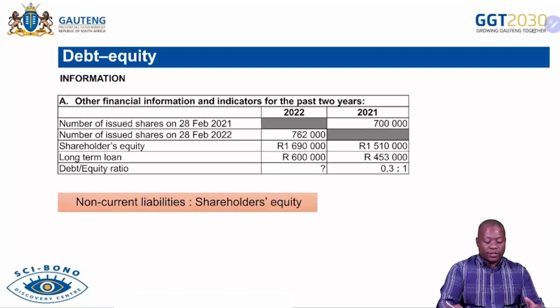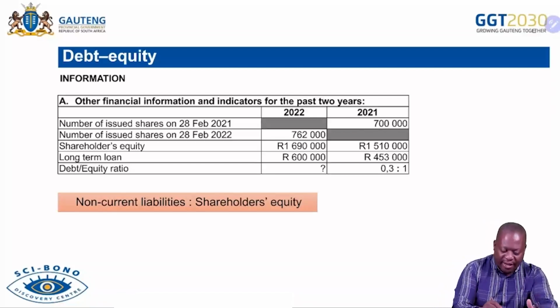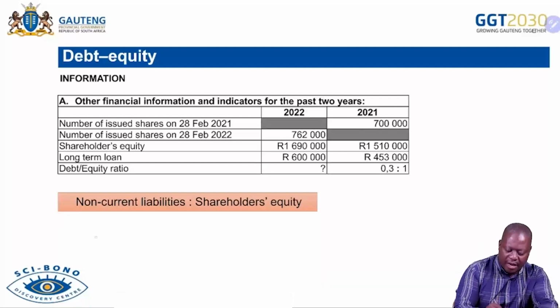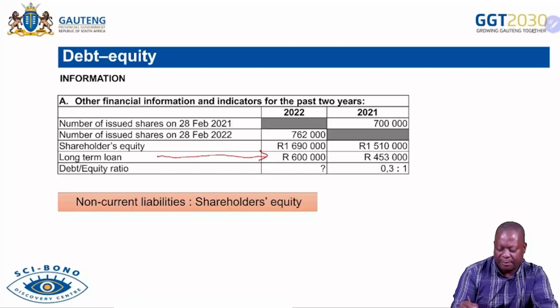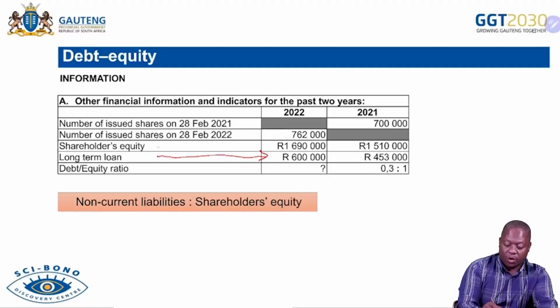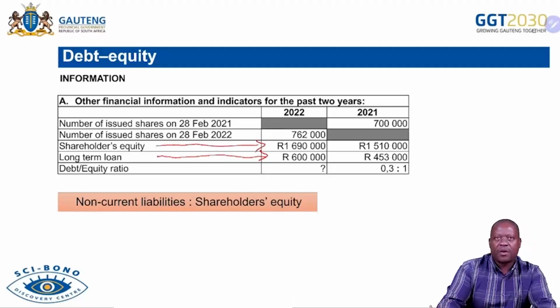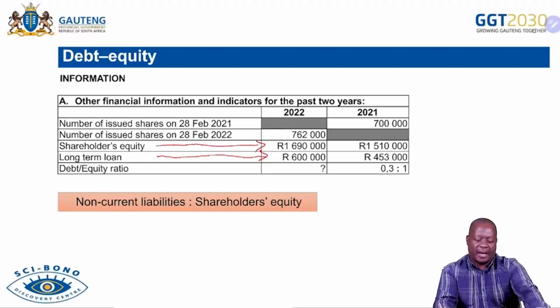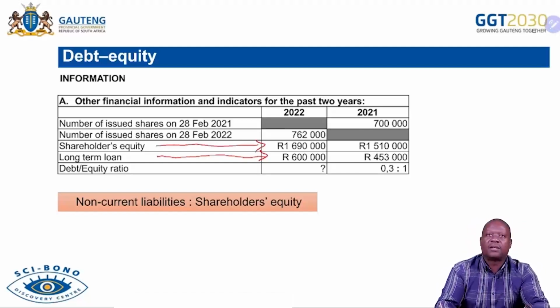Now, we are going to check, do we have the figure that represents our non-current liabilities? There we are, long-term loan. That's our non-current liabilities, 600,000. And then we also have a figure representing our shareholders' equity, 1,690,000. That is your shareholders' equity.